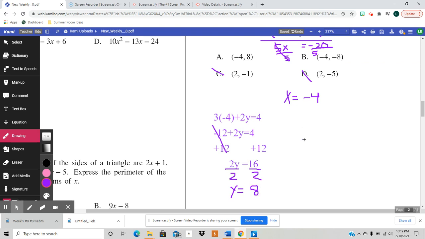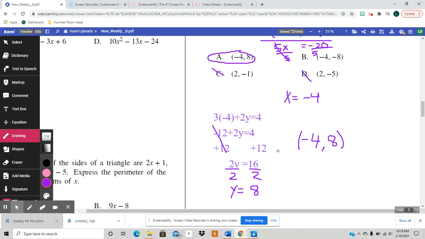Okay, so I put those two things together as the point negative 4 as x, and then 8 as y. So I forget which choice that was. Let's see. It's going to be A because y was a positive 8 instead of a negative 8. All right, so that's how you do those two questions.